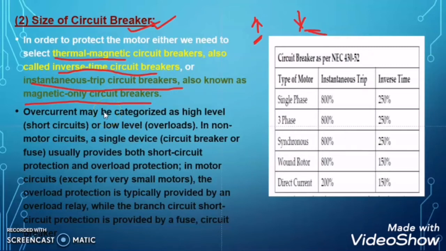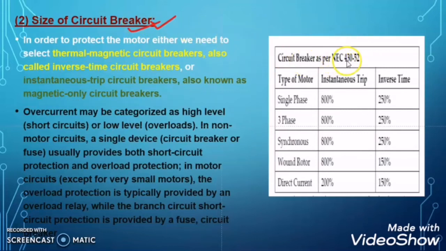As sometimes the inverse time circuit breaker fails to protect against both faults, that is the overload fault and the short circuit fault together, then we can go only for the instantaneous trip circuit breaker. This will only cover the short circuit fault protection, but it cannot be used alone. It should always be used with the overload relay. So the overload relay will protect the motor from the overload, and the instantaneous trip circuit breaker will trip the circuit and protect the motor from the instantaneous or short circuit fault.